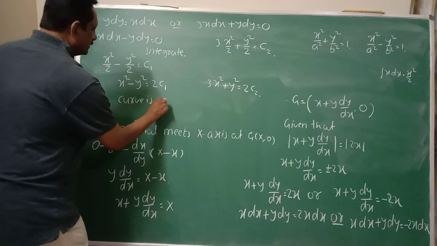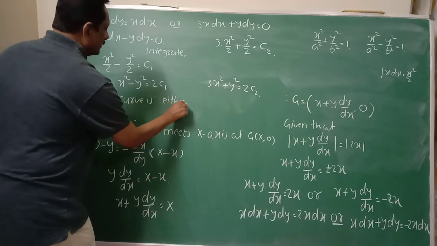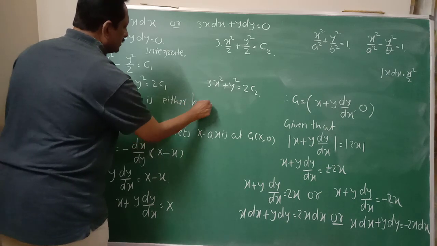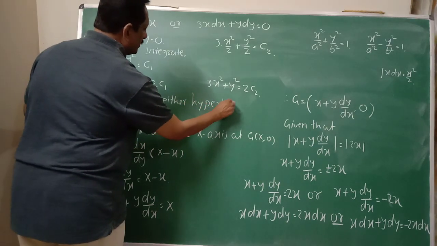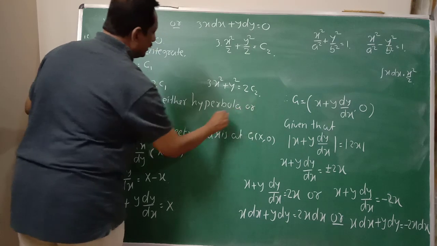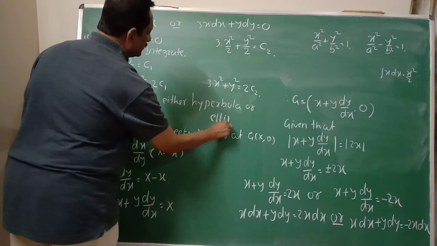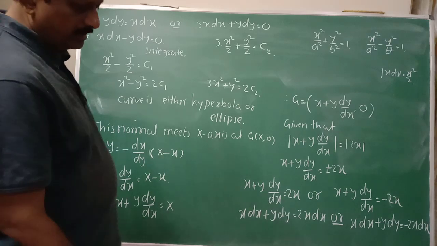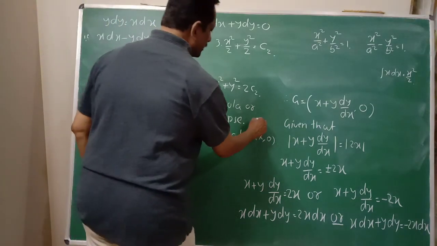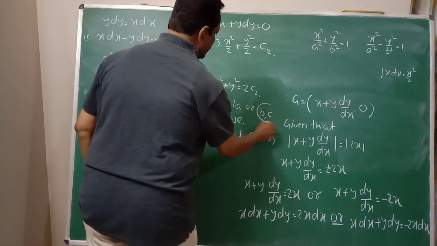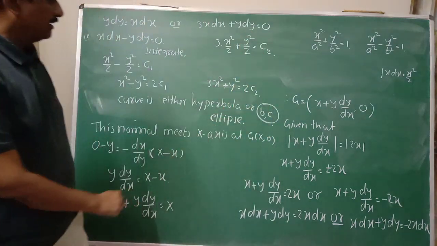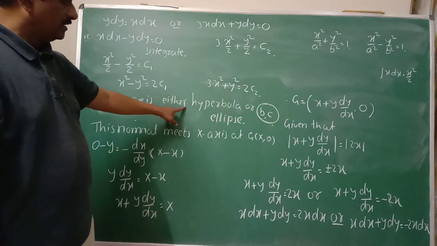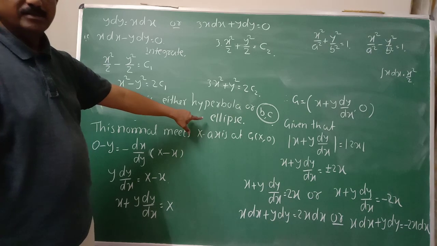The curve is either hyperbola or ellipse. In this case, B as well as C is the correct option. Either hyperbola or ellipse. This is the answer.